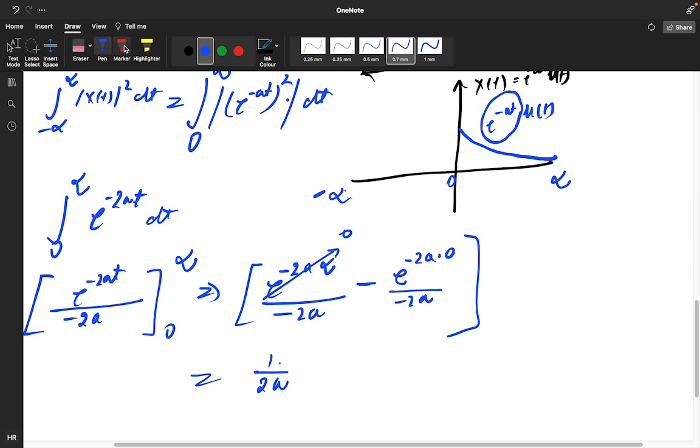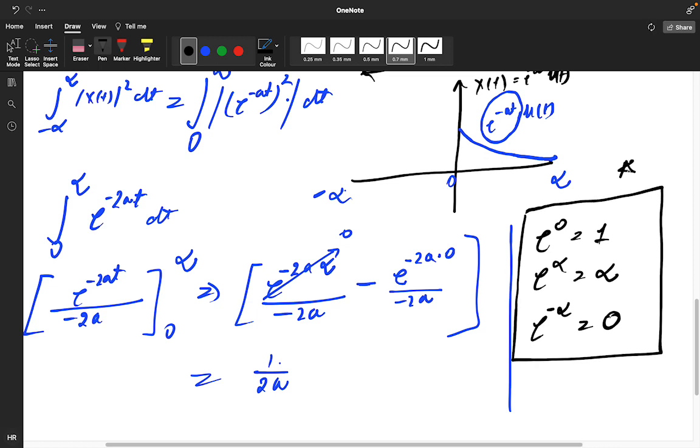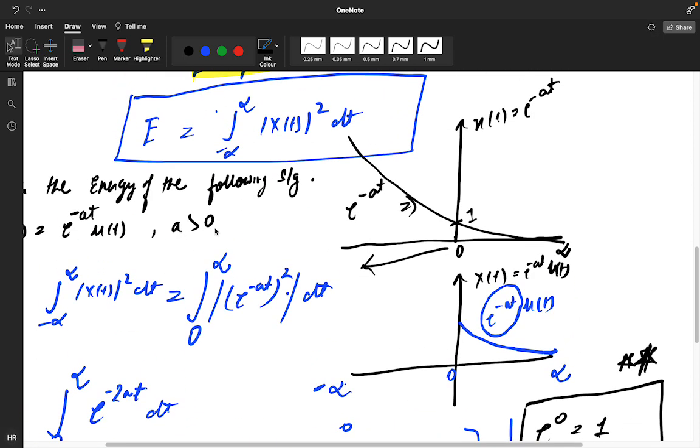If you are getting confused, write this convention and note it down: e power 0 is 1, e power infinite is infinite, e power minus infinite is 0. And write one more value: e power 1 is 2.71. In this question, they had given the value of a is greater than 0.